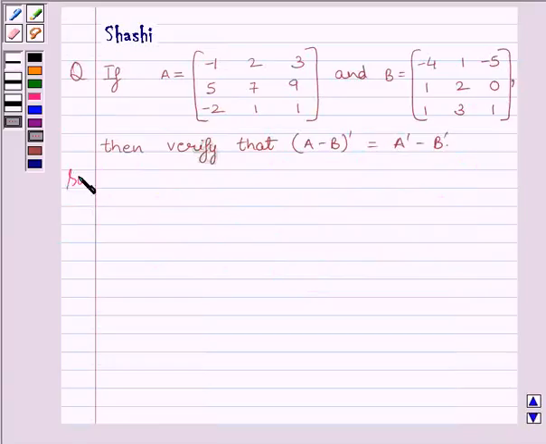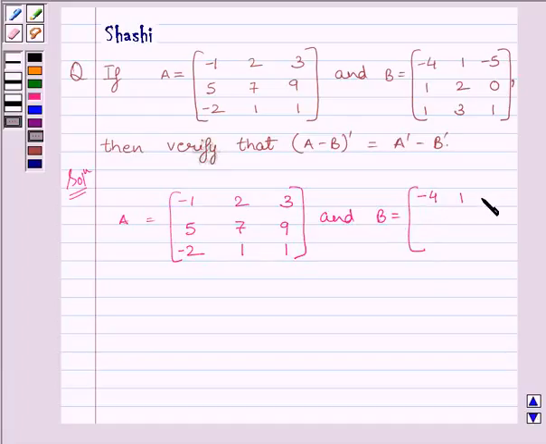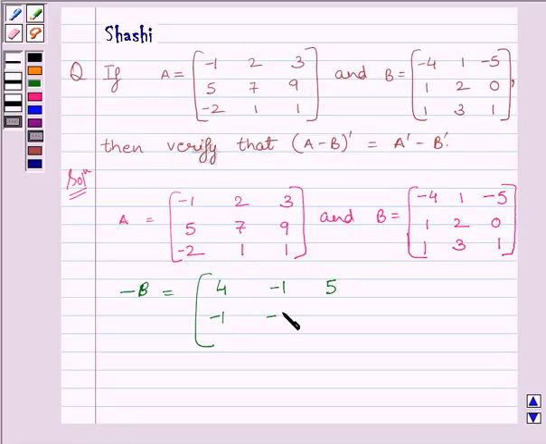Let us now start with the solution. We are given A is equal to the matrix [-1, 2, 3; 5, 7, 9; -2, 1, 1], and B is equal to the matrix [-4, 1, -5; 1, 2, 0; 1, 3, 1]. Now, let us find minus B. We will multiply every element of matrix B with minus 1 to get minus B. So we get minus B is equal to the matrix [4, -1, 5; -1, -2, 0; -1, -3, -1].